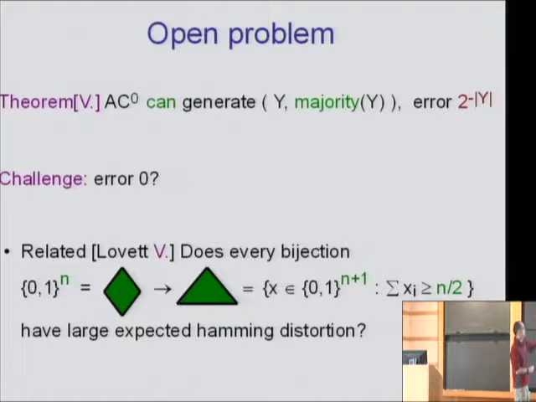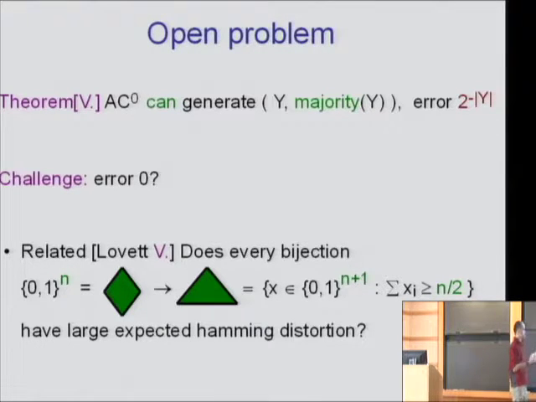It's for an early paper, but anyway, it's possible to show that AC0 can generate (y, majority of y) with exponentially small error. On the second slide, I showed you how just with locality 2, you can generate (y, parity of y). And here, if you go to AC0, you can even generate (y, majority of y), which seems much more powerful. However, I can only do it when the error is exponentially small but non-zero.